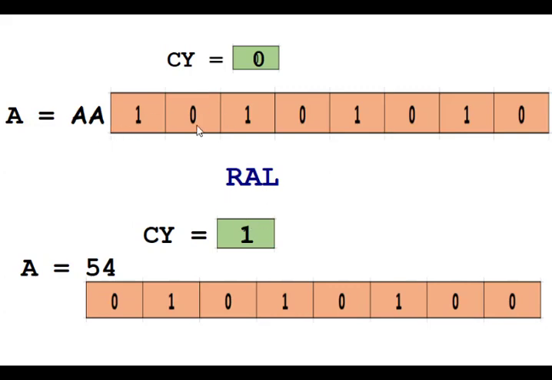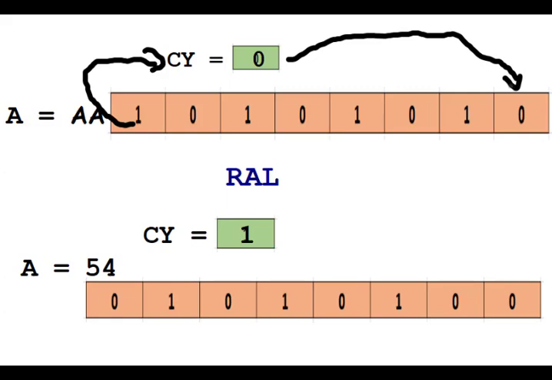Now with RAL, this D7 bit goes to the carry bit, the carry bit goes to D0, and all the other bits transfer 1 bit towards the left side. So it is going through the carry. After this, this 0 gets transferred to the left side, this 1 to the left side, and so on. So what we get is 0 1 0 1 0 1 0 0, and carry is set. So the data in A is 54 and carry will be set.